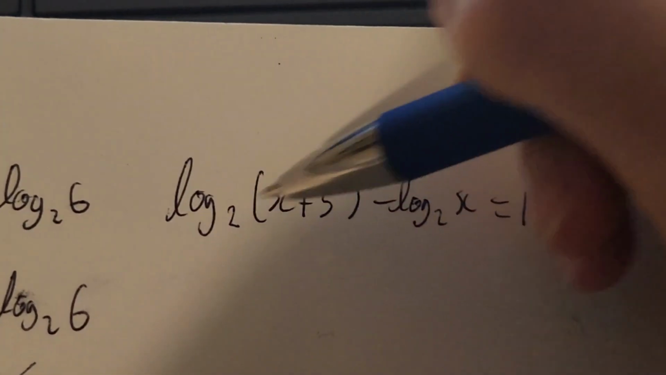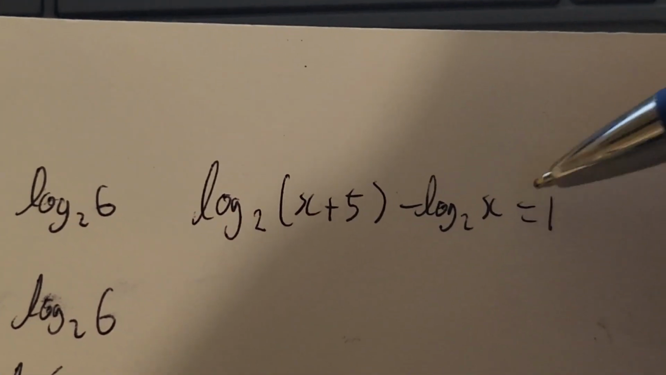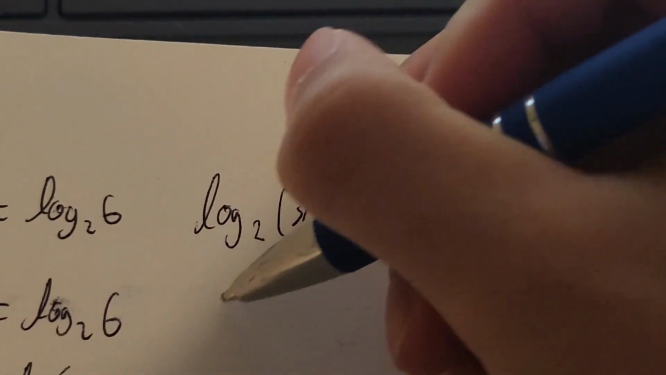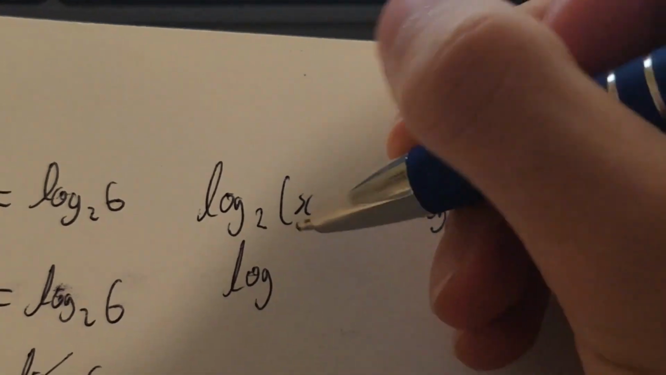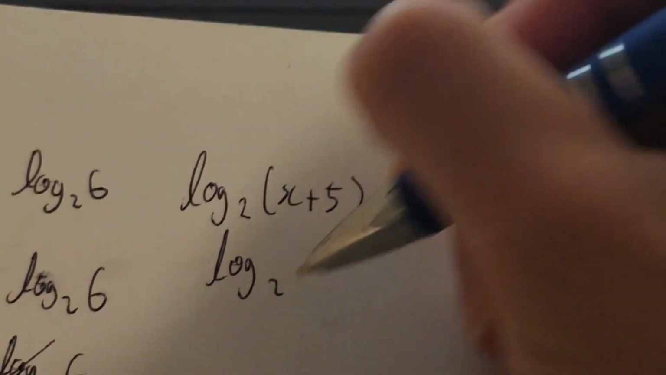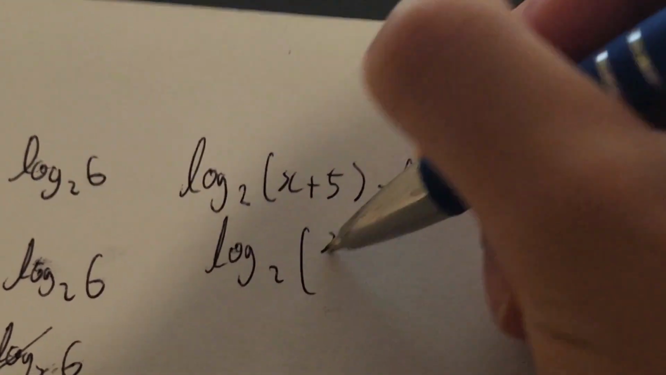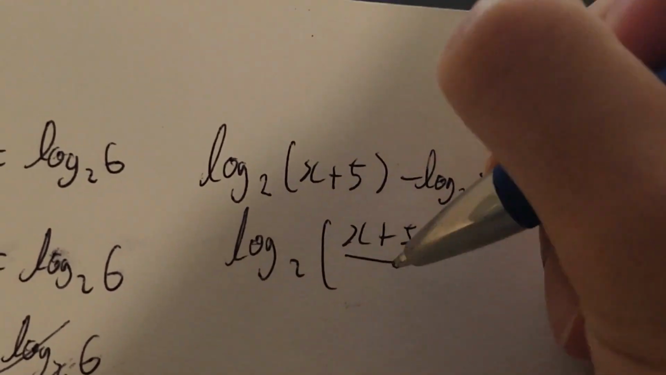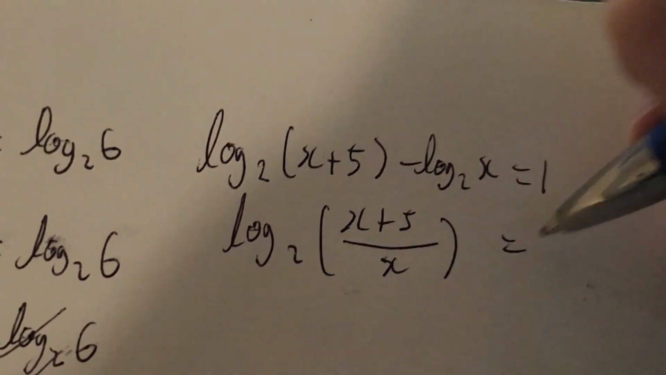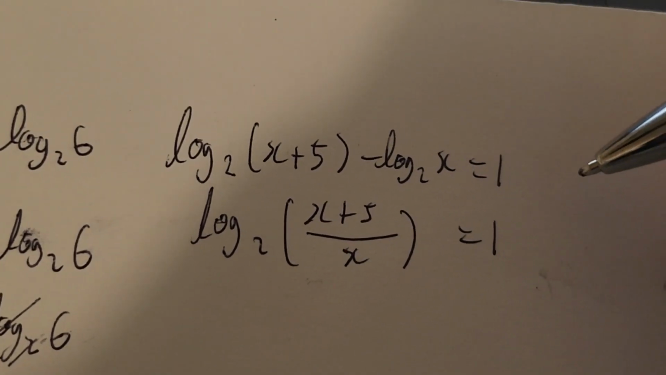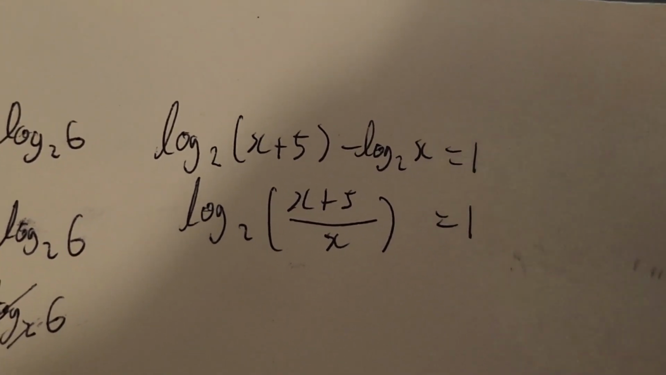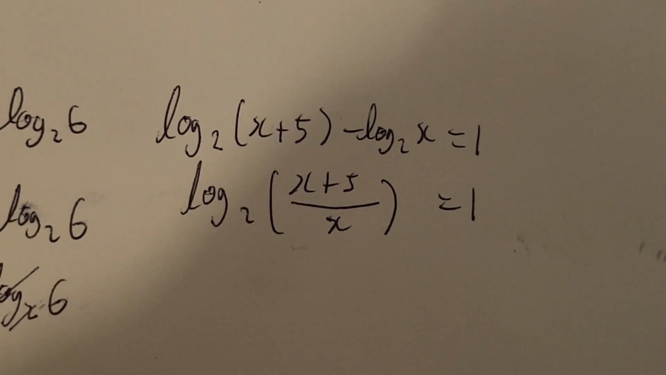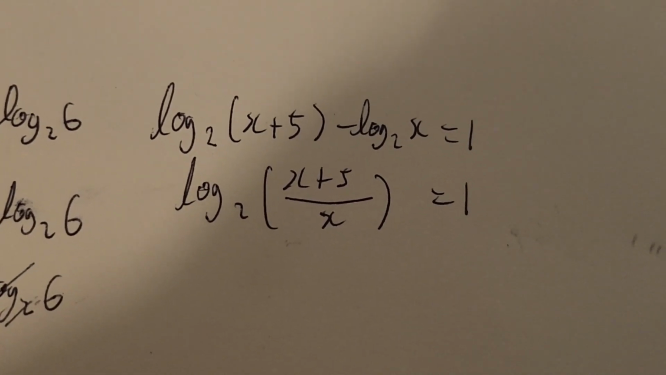So we have log base 2 of x plus 5 minus log base 2 of x. What does that also equal? According to the division or quotient rule, that's also equal to log base 2 of x plus 5, all divided by x, right? And that's now equal to 1. So from here, we can use, well, what can we use?